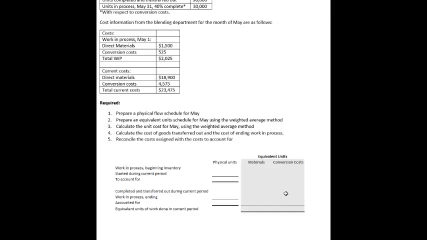And it's significantly different from the FIFO method that we'll learn later. So as you're working through this problem and maybe referring back to it at a later time, remember this is using the weighted average method, and so some of what we do is significantly different than the FIFO method. Okay, so let's just start off here.